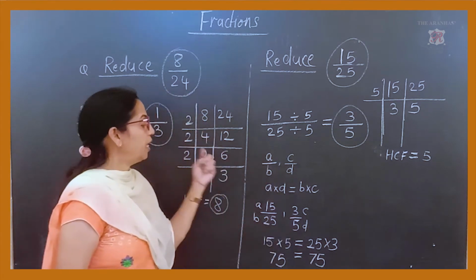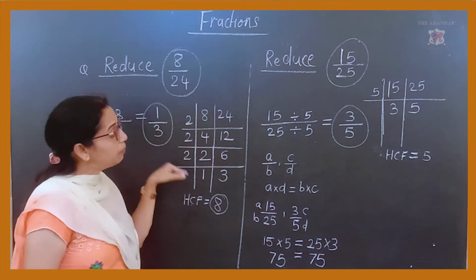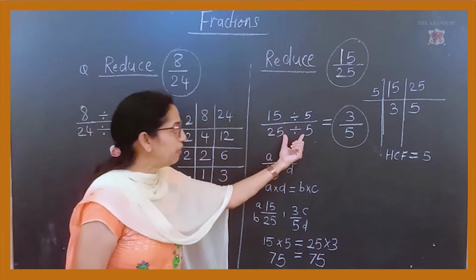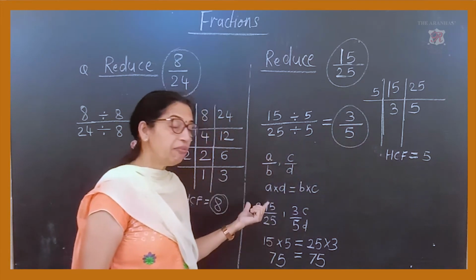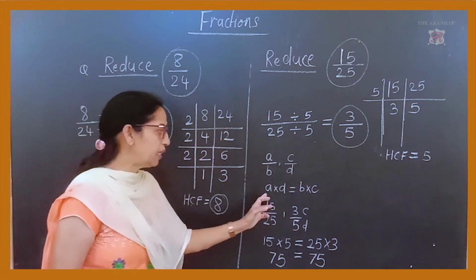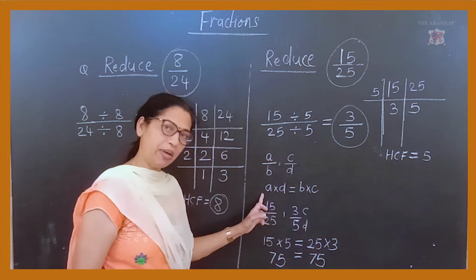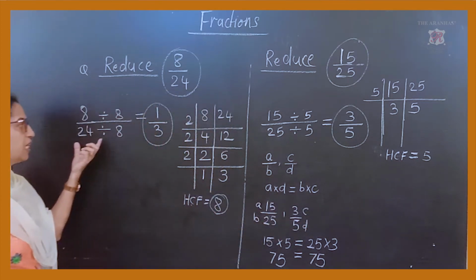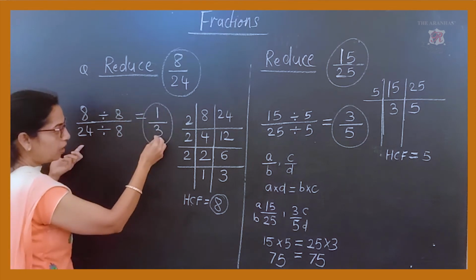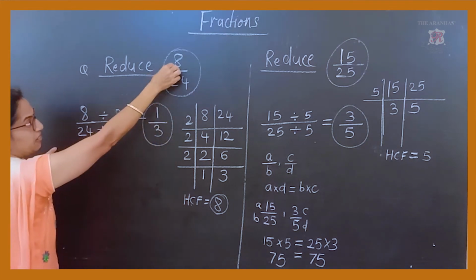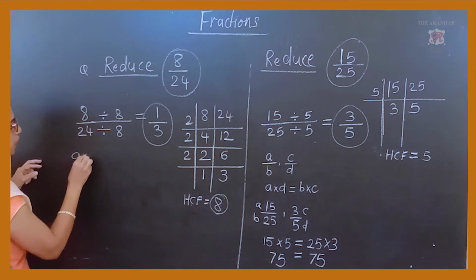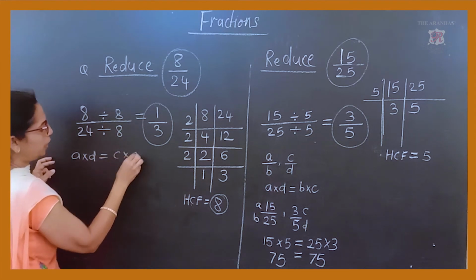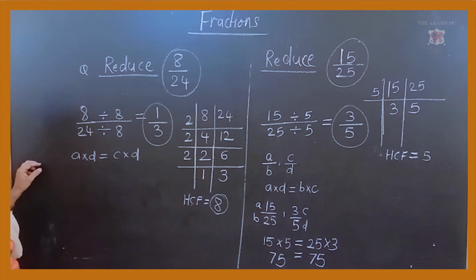So in the previous example by multiplication method we have found, here by division method we have found the equivalent fraction, and whether they are equivalent or not we have confirmed by this cross multiplication method. Similarly, this reduced form, that is 1 upon 3, and this given fraction 8 upon 24. Similarly, A into D is equal to B into C. We can confirm.